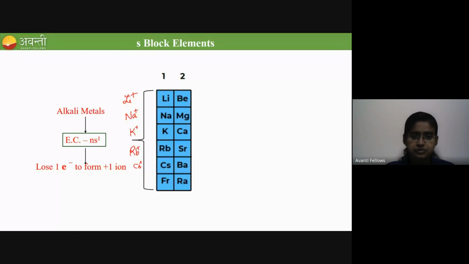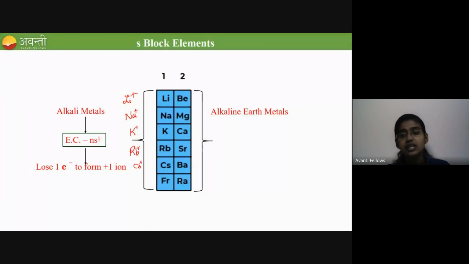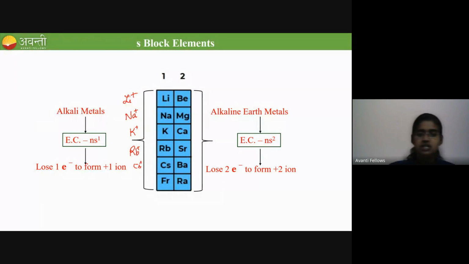So coming to group 2, they are called alkaline earth metals. The general electronic configuration for alkaline earth metals is ns2. So in the ns orbital, it has 2 electrons. So they lose 2 electrons to form di-positive ions. Like in case of beryllium, Be2+, magnesium Mg2+, calcium Ca2+, strontium Sr2+, barium Ba2+, and radium is radioactive. So we can leave that.